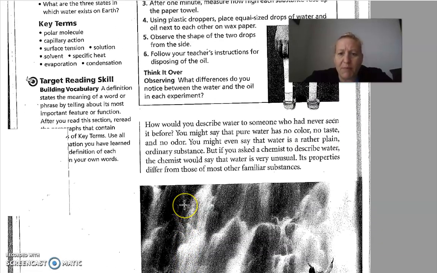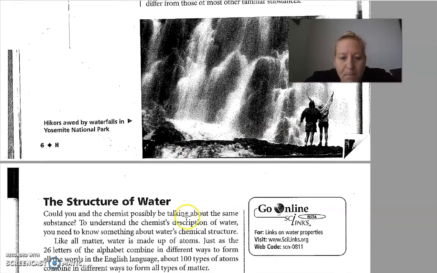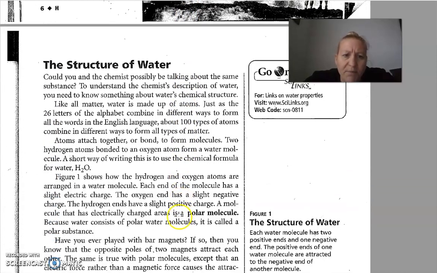How would you describe water to someone who had never seen it before? You might say that pure water has no color, no taste, and no odor. You might even say that water is a rather plain, ordinary substance. But if you ask a chemist to describe water, the chemist would say that water is very unusual. Its properties differ from those of most of the familiar substances. The structure of water. Could you and the chemist possibly be talking about the same substance?